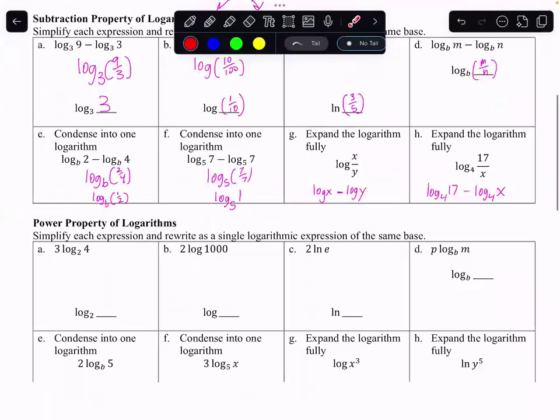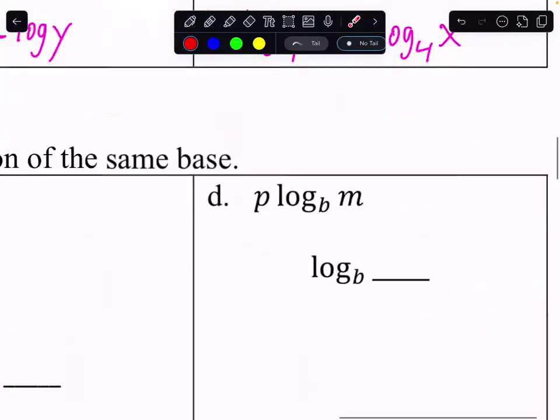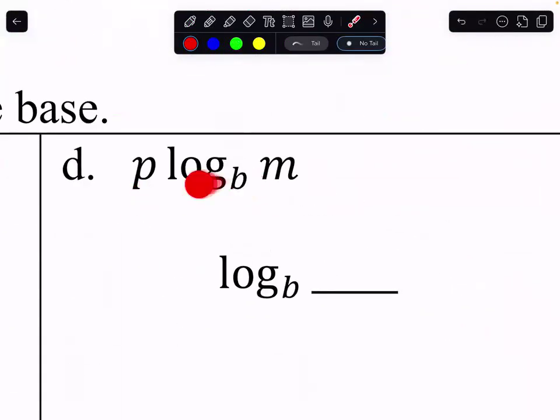All right. So we have one last property to introduce. Logarithms can have a coefficient, just like how you can have a number in front of x. You can have like 3x. You can have a number in front of a log.